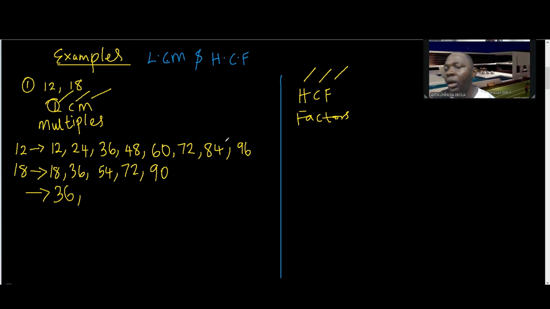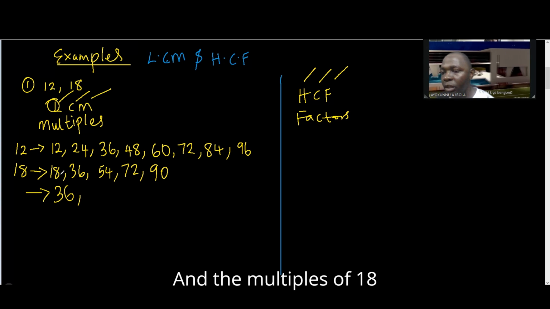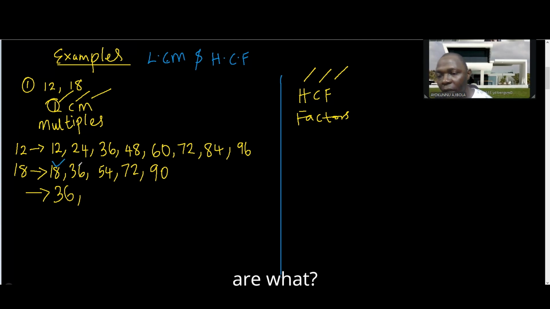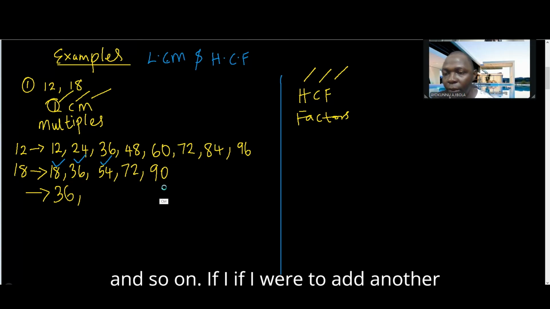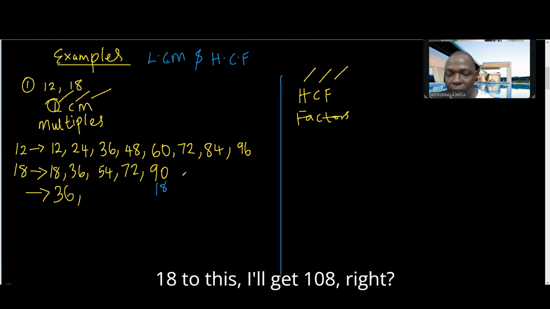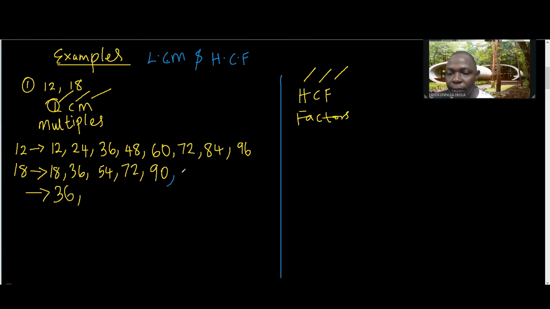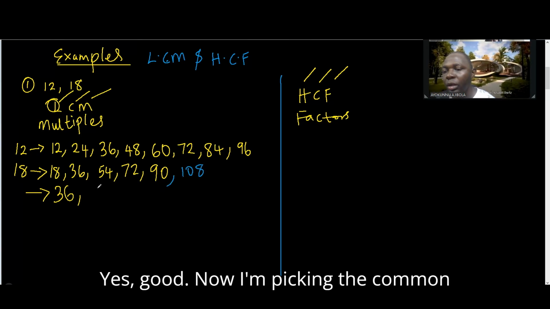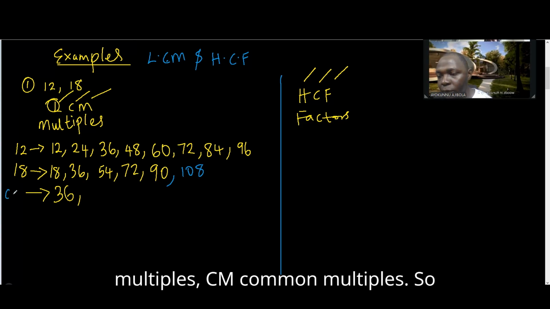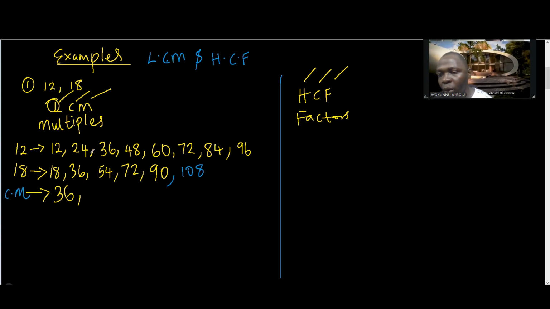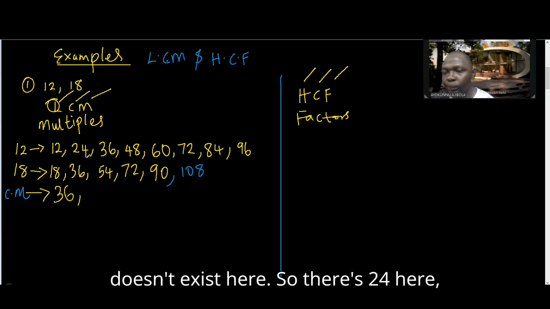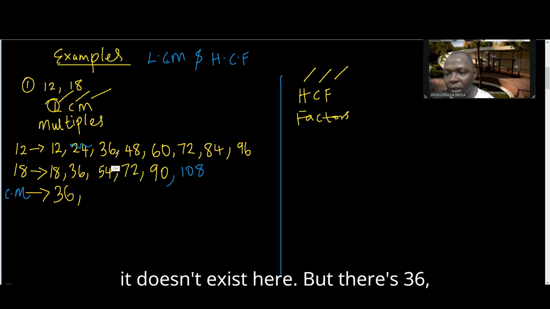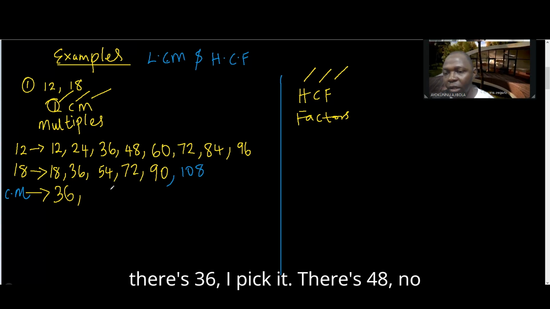And the multiples of 18 are 18, 36, 54, 72, 90, and so on. If I add another 18 to this, I'll get 108, right? Now I'm picking the common multiples. There's 12 here, but it doesn't exist here. There's 24 here, it doesn't exist here. But there's 36, I pick it.